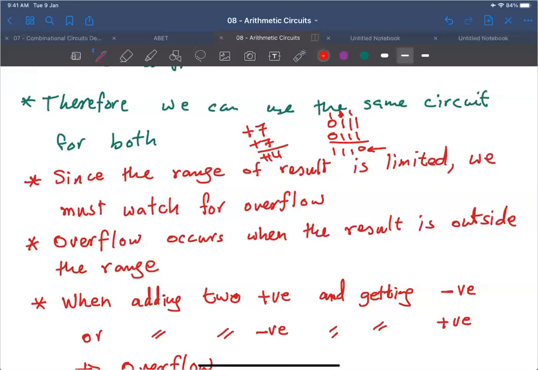But since we are doing signed addition here, we must consider this bit, bit number 4, as the sign bit. I'm adding 2 positive numbers and I got a negative number, so it must mean that I have an overflow. This is what it means to have an overflow: you add 2 positive numbers and you get a negative number, or you add 2 negative numbers and you get a positive number.